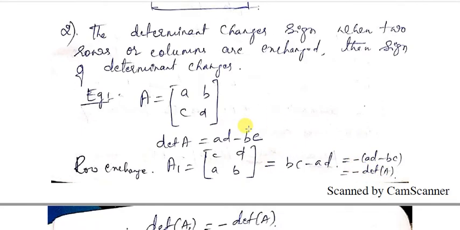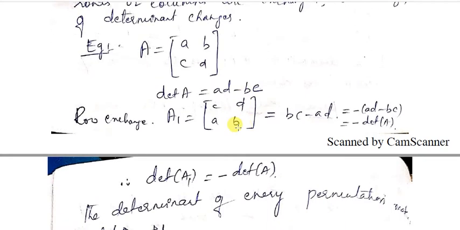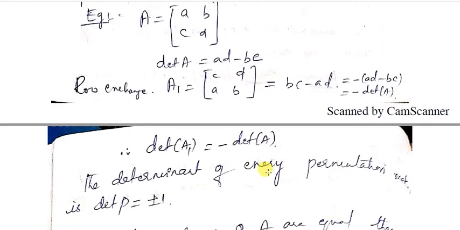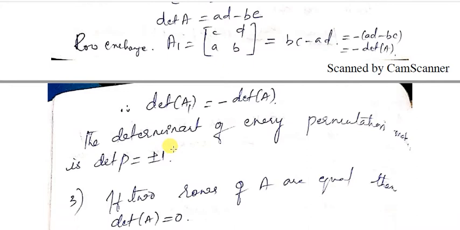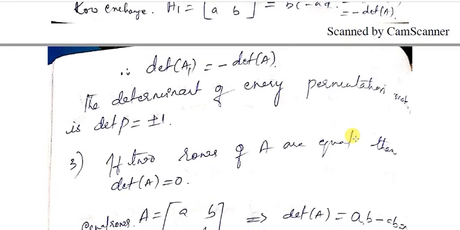So according to this property, determinant of A1 is equal to minus times determinant of A. Whenever we exchange the rows or columns of a matrix, the determinant changes its sign. Here I have also written that the determinant of every permutation matrix is always equal to plus or minus 1. We'll discuss the permutation matrix next.